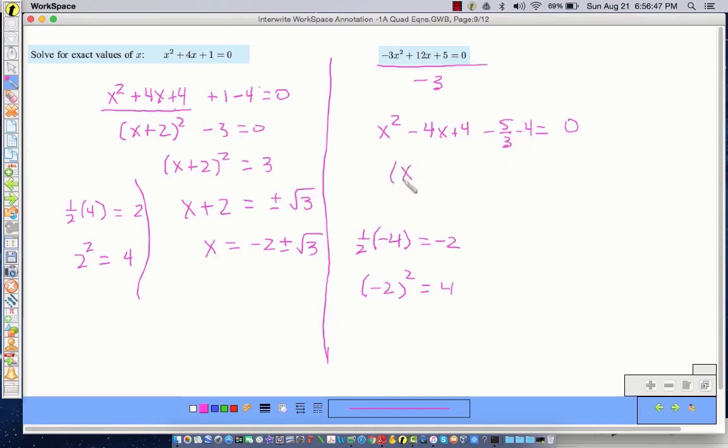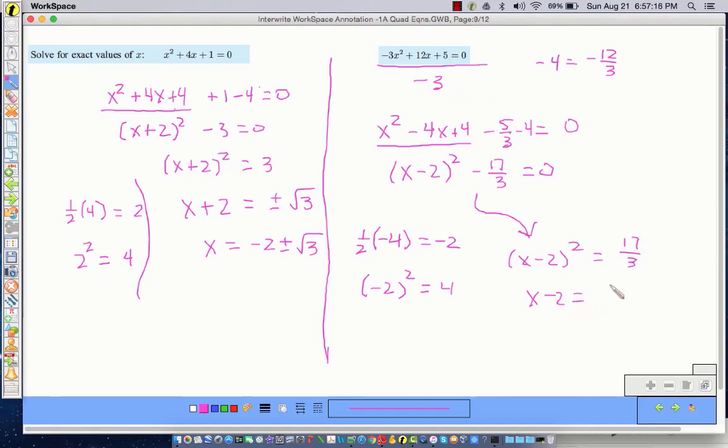So now I factor this. X minus 2, the quantity squared, comes from here. That's the whole reason I did that. -4 minus 5/3. Well, -4 is the same thing as -12/3. So that's going to be minus 17/3 is equal to 0. I'm going to move over here a bit. So x minus 2 squared is equal to 17/3, adding it to both sides. X minus 2 equals plus or minus the square root of 17/3. So x equals 2 plus or minus the square root of 17/3.